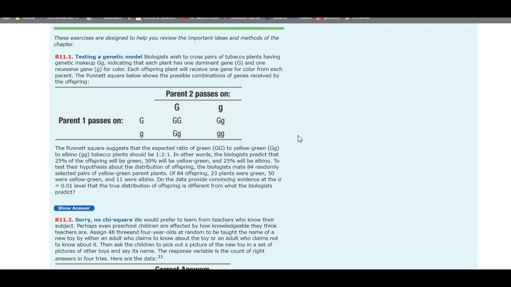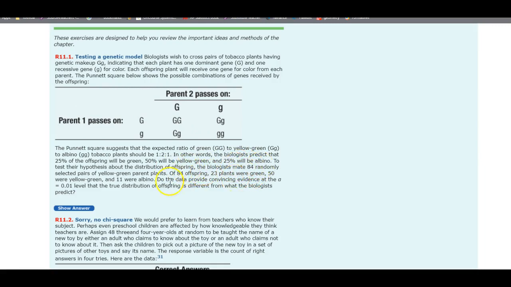Okay, so I'm looking at the chapter review first question. They give you a lot of details here. It's not a big mystery that this is going to be a chi-square goodness of fit, right? They tell you the ratio should be 1 to 2 to 1, and even explain it a little bit to make it easier: 1 to 2 to 1 means 25% will be green, 50% yellow-green, 25% bino.